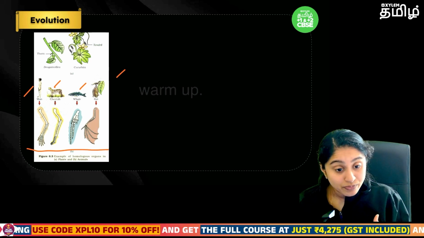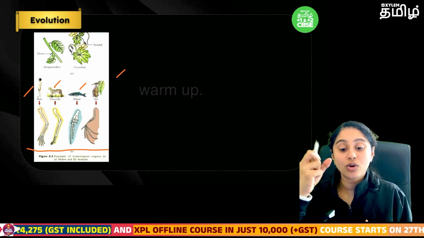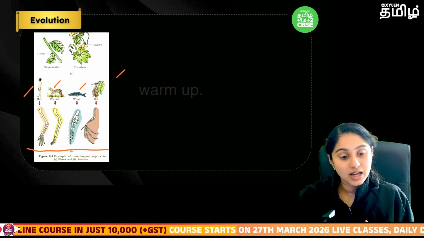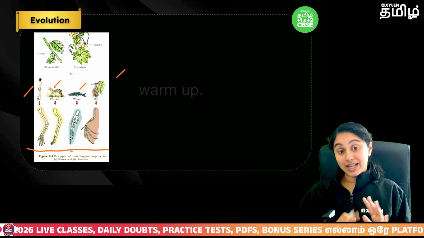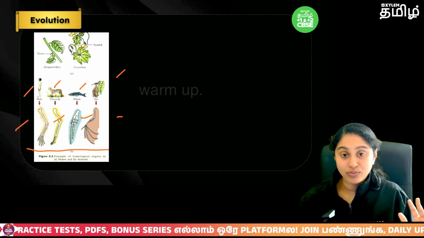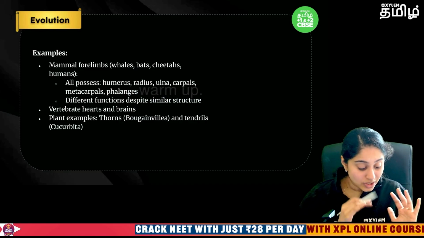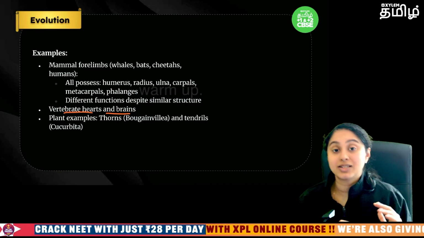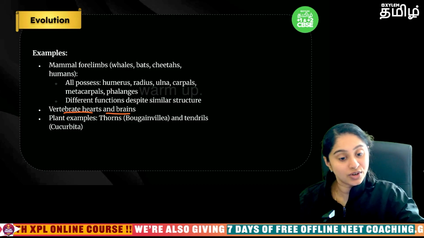Bat will fly, whales will swim, cheetah will run, and man uses it for holding, writing, and other crafts and tool making that we are using our hands for. So end of the day, though the structure is the same, functions are all completely different. Understood? Now this can even include the vertebrate hearts and brains. We all have the same origin, but functionally all of the vertebrates have different kinds of functions.